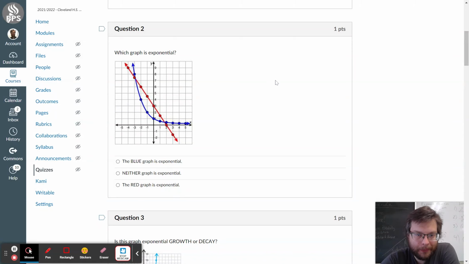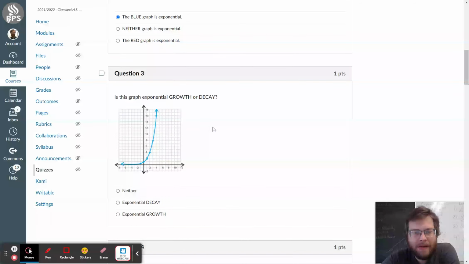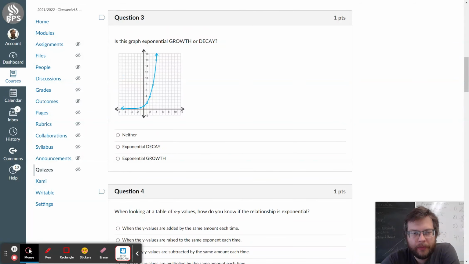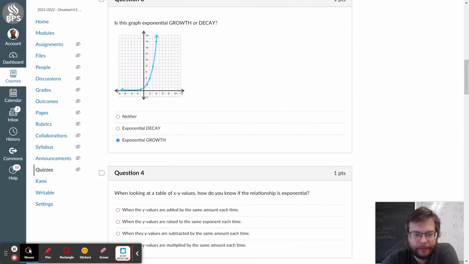So looking at question 2, hope we can tell which one is exponential. It is the blue graph. The red one is, of course, linear. Next one, question 3. The graph is going up and to the right, so we would call that exponential growth. Growth is the word we use when the graphs go up and to the right.